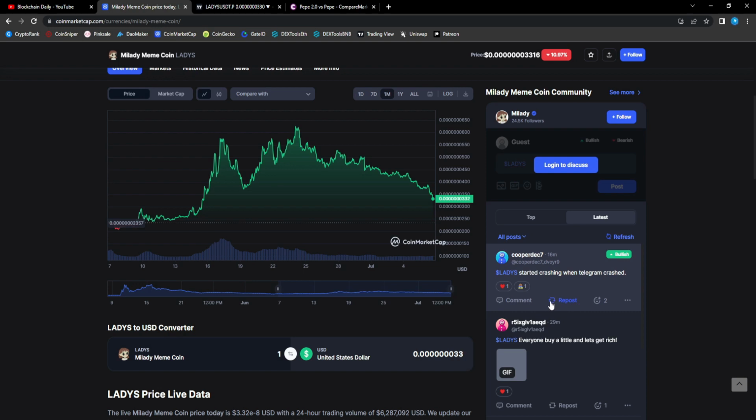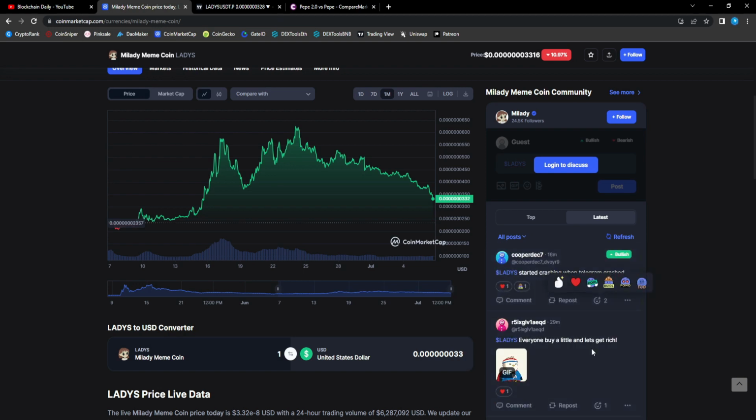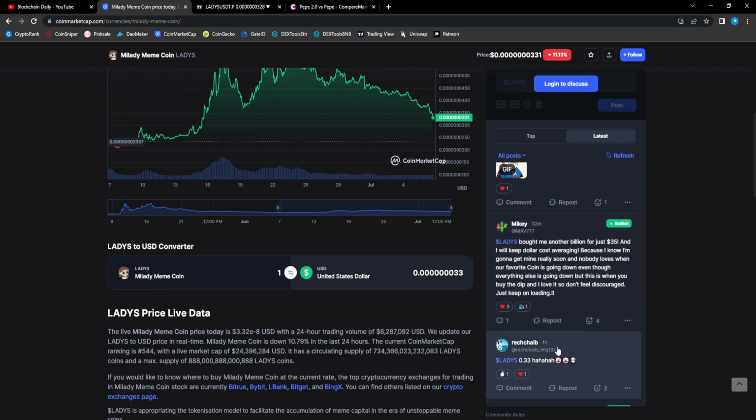That's what we're seeing. Cooper, it did crash when the Telegram crashed. They need to get the Telegram back up and working. From R5, everyone buy a little and let's get rich. Mikey bought another billion for just $35, and I will keep dollar cost averaging in. That's the smartest way to do it, because I know I'm gonna get mine really soon, and nobody loves when our favorite coin is going down, even though everything else is going down. But this is when you buy the dip, and I love it. So don't feel discouraged, just keep on loading.